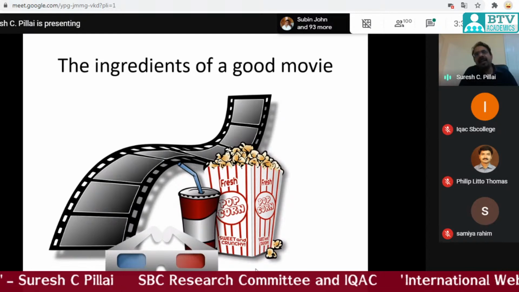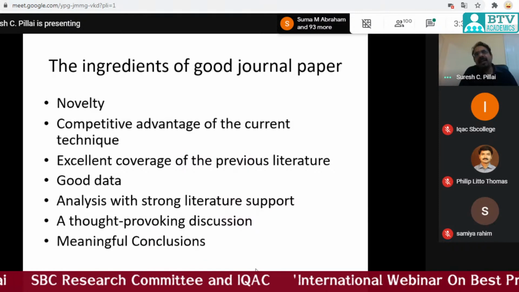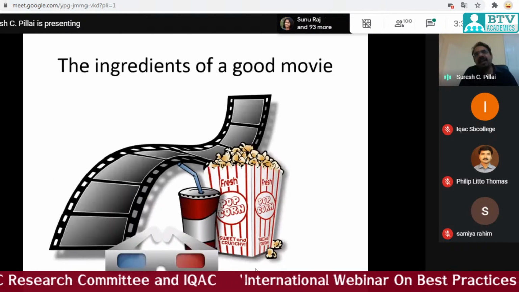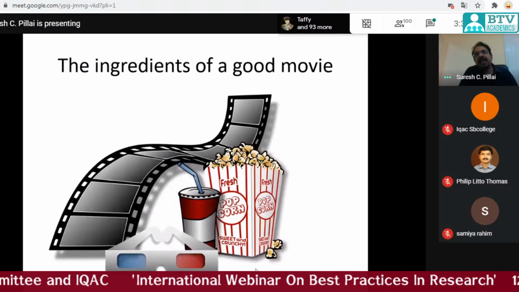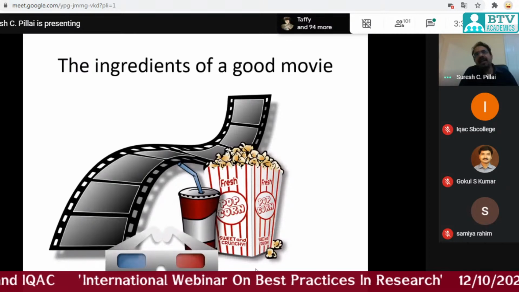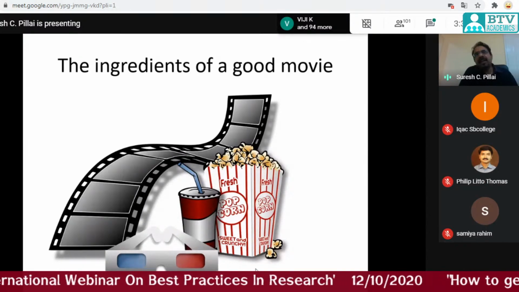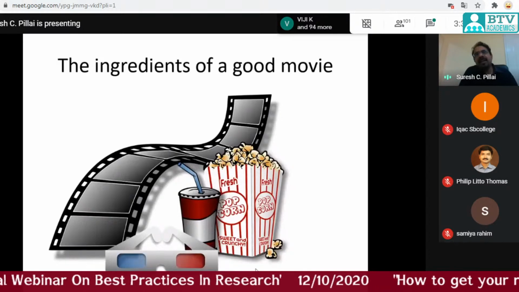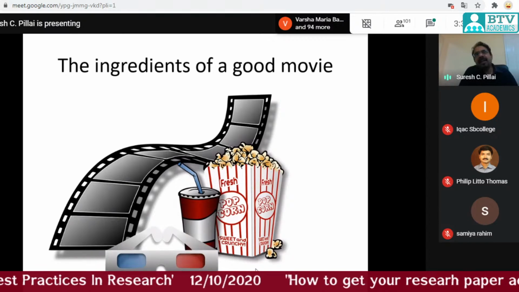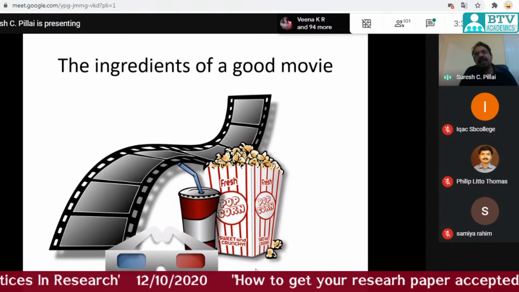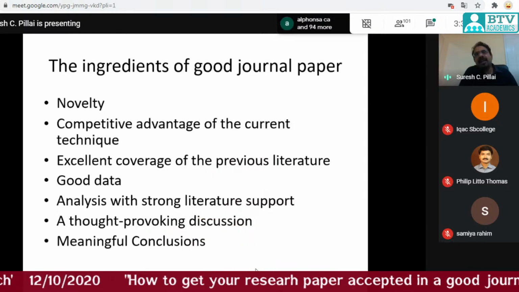So the ingredients of a good movie, like a good paper. The ingredients of a good movie are a good story, connecting to your life, the logical progression, a good conclusion, and a take-home message. So these are all the ingredients of a good movie. So what would be the ingredients of a good journal paper?